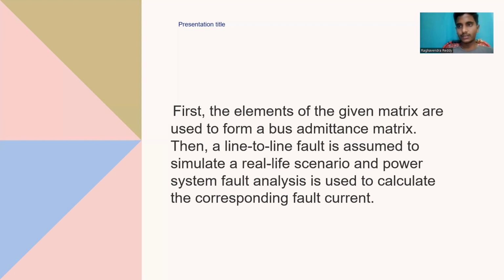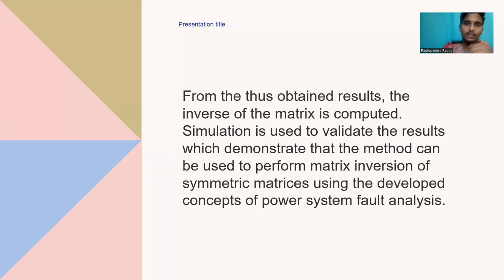The given elements are in the form of the admittance matrix, and then line-to-line fault analysis has to be simulated in real life. From the result thus obtained, the inverse of the matrix is computed from the power system calculation of the previous step.